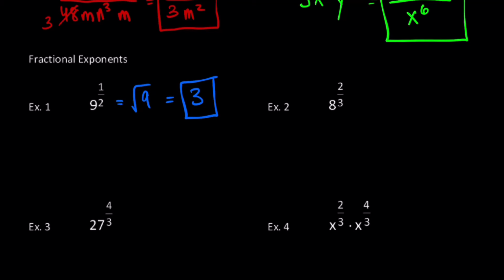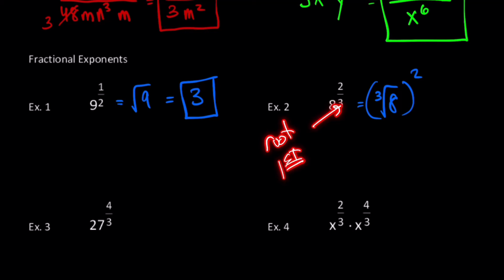Now, 8 to the 2/3 means cube root of 8, and then you're going to square it. Generally, we like to do the root first. Why is that? Because the number gets smaller. This is a power family of 2. The cube root of 8 is 2. And then you have to square it. 2 squared is 4.